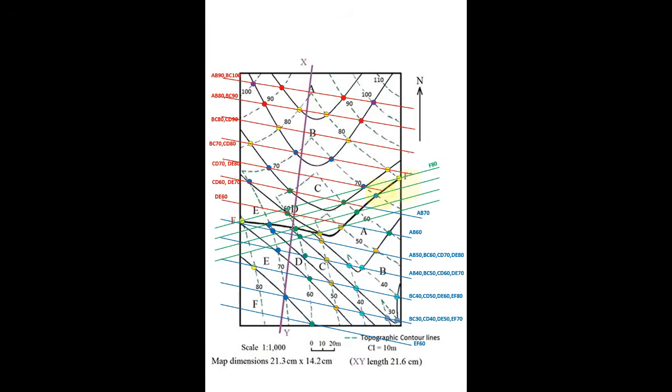Then we also need to name the strike lines through the faults. So this would be just F80. Since there is only one point, one contour line, and along that we have drawn the strike line, that would be F80, F70, F60, F50, right?